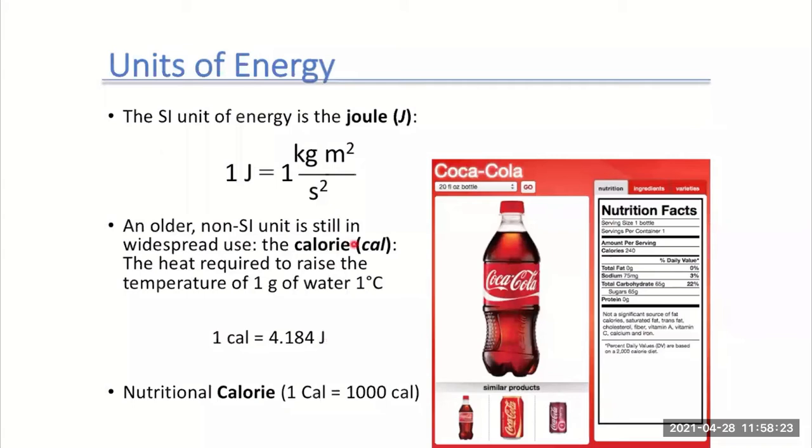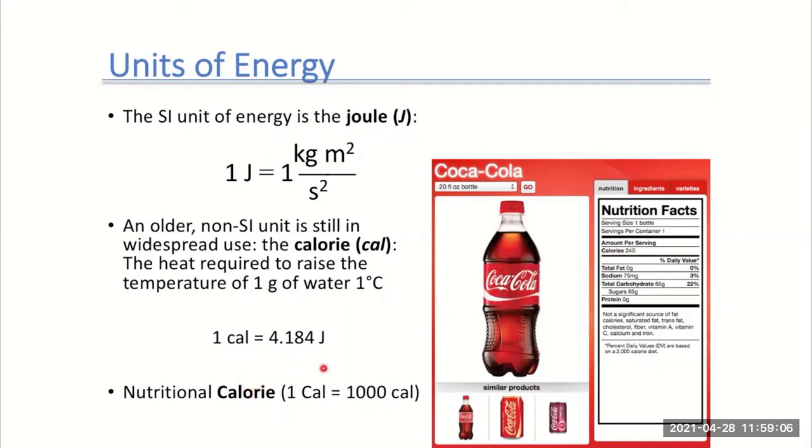Now, little calorie, little c, is different than capital C. Capital C is what we call a nutritional calorie, and it's what we write on the label of our nutrition facts. On the label of any product that has nutrition facts, the capital C is a nutrition calorie, which equals 1,000 little calories. So our bottle of soda here contains 240 calories, 240 nutritional calories.